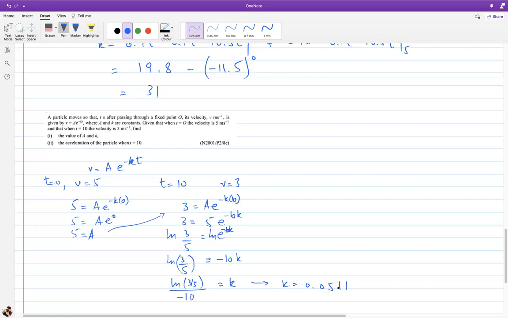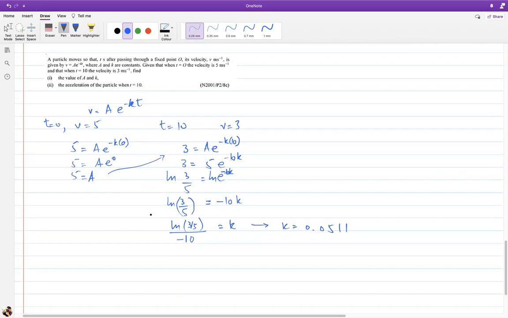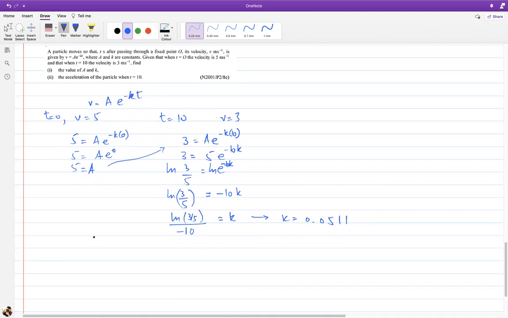Okay, let's move on. Second part says the acceleration of the particle when t is 10. Now this one's easy because we have the velocity. The relation between distance, velocity, and acceleration is of derivatives. So velocity's derivative is acceleration. If I want to find acceleration, I will have to find dv by dt, which is d by dt of the function.